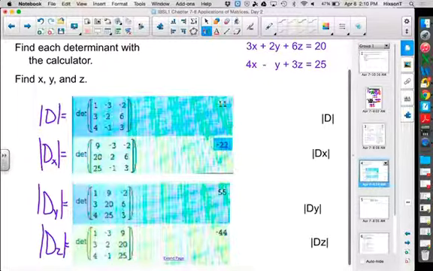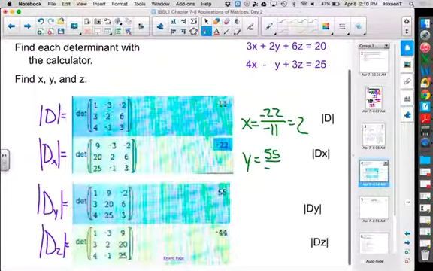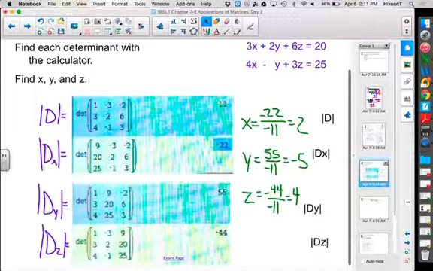Alright, so one last thing here. X is -22 over -11, so that's 2. Y is 55 over -11, so that's -5. Z is -44 over -11, so we get +4. Alright, any questions about the process here? Make sense? Okay.